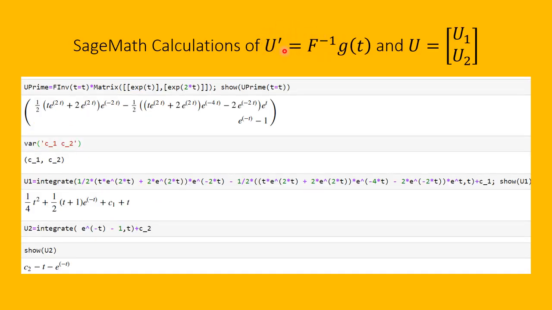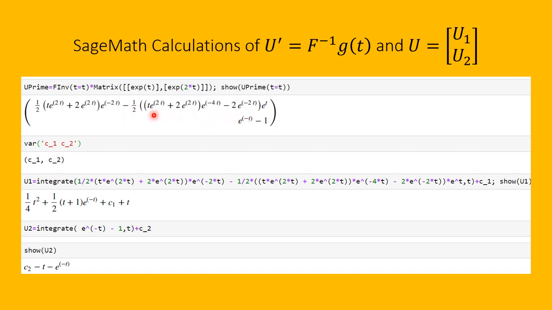So far we have calculated u prime by multiplying F inverse times the vector function g. And now what we want to do is to get u. And we get that by integrating u prime with respect to t. So let's see how we can get this. Once again, there's a little bit of repetition in the commands here. First we calculate u prime as we saw before, and we show what it is, and here it is.